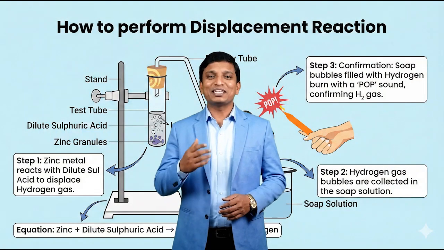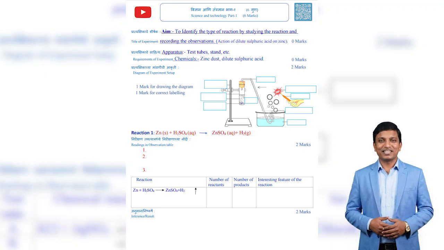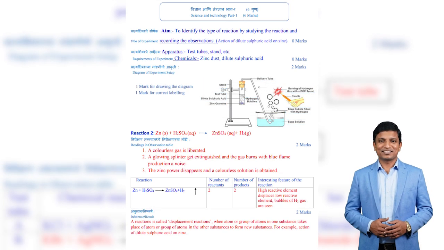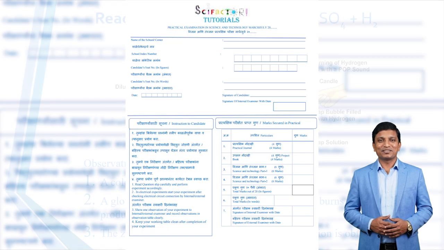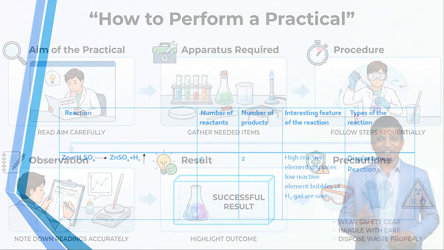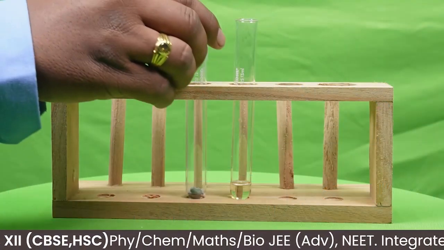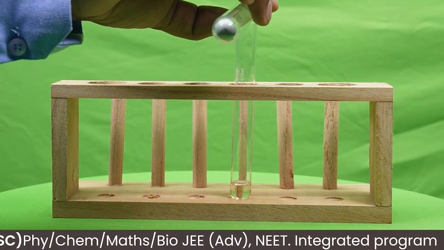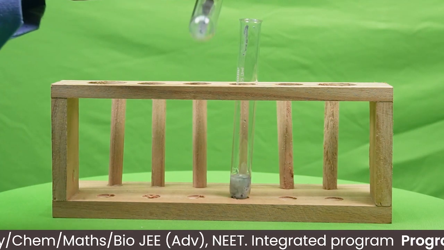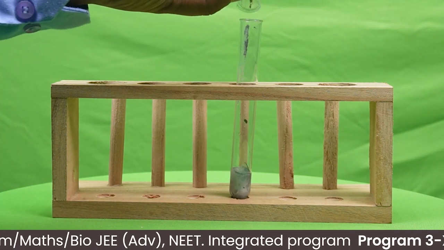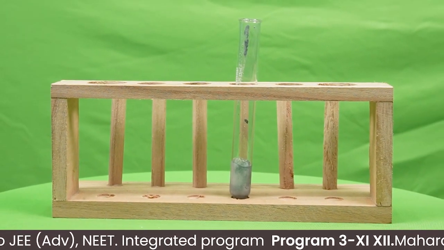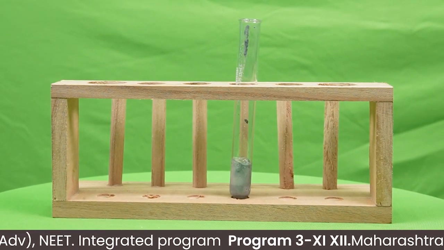How to perform displacement reaction. You will get the practical sheet in the board examination exactly like this as shown here. Your task is to write the answers given in the answer sheet neatly on your board answer paper. Observation table with solution. How to perform the practical. Reaction of zinc powder with concentrated sulfuric acid. You can observe the bubbles. Hydrogen gas is liberated.